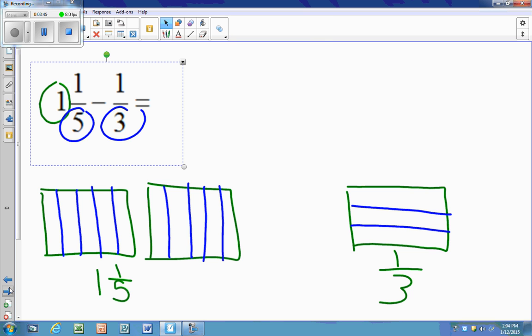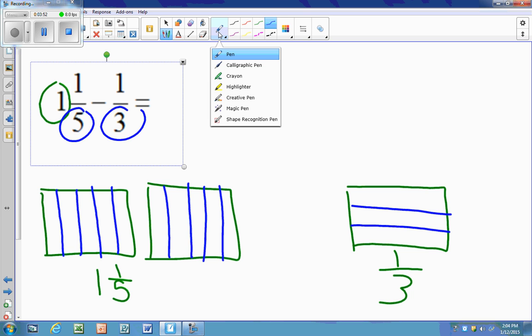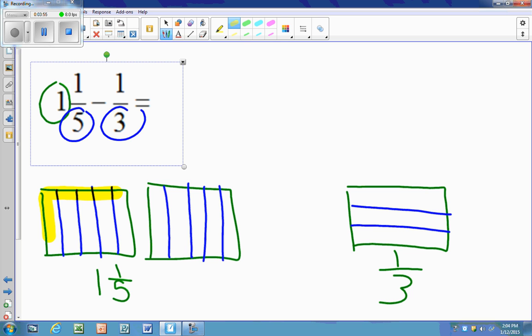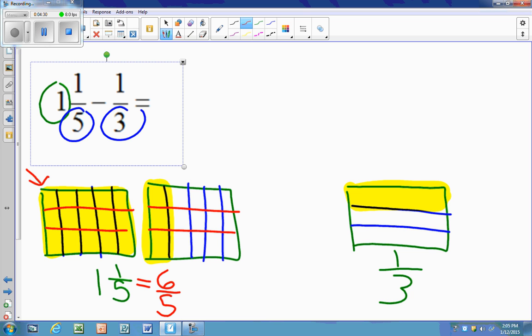Now I'm going to shade in, and when I shade it in, I have to do 1 whole, and then I have to do 1/5. And then over here, I have to do 1/3. Now, before I even go and change this and add other lines, it might be easier for me to notice that here I have a total of 6/5. That's what's going on. I have 1 whole, which is 5/5. This whole is 5/5, and then 1 more is 6/5. So now I have to take my thirds and put them in. And I have to take my fifths and put those in.